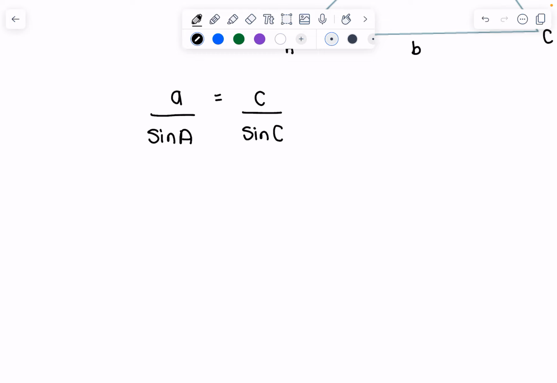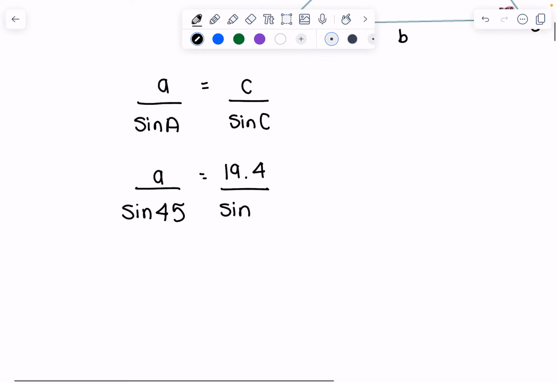Your next step, once you get set up there, you're just going to be plugging things in. Your angle A is 45. And then your side length of C is 19.4. You're also going to have your sine of C. Be careful, that sine needs to be there. And for our angle measure, it's 55 degrees.